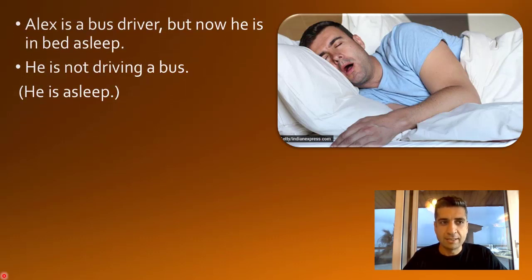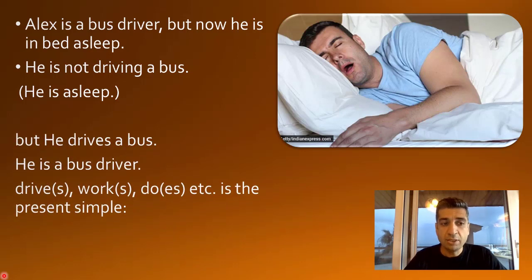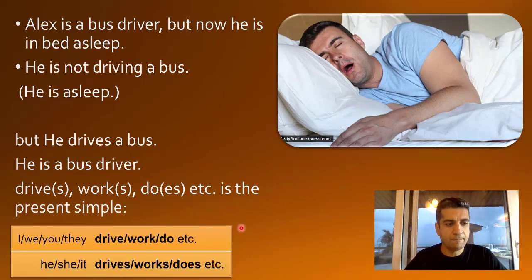Okay, so let's start with this young man sleeping. Alex is a bus driver, but now he is in bed asleep. He's not driving a bus right now, at this moment of speaking. He is asleep. But he drives a bus. He is a bus driver. So you can see here, drive or drives, work, works, do, does, etc. is the present simple. You can see the chart here.